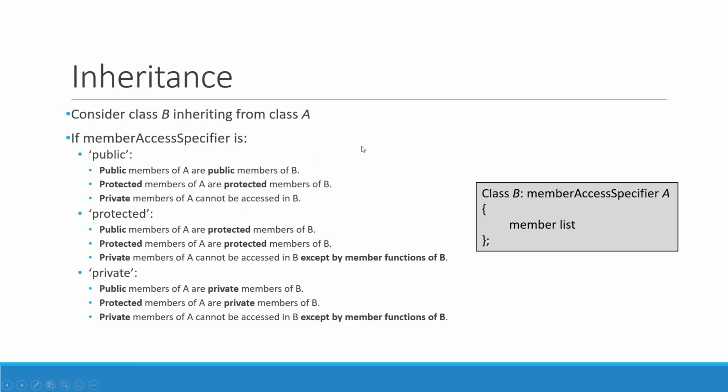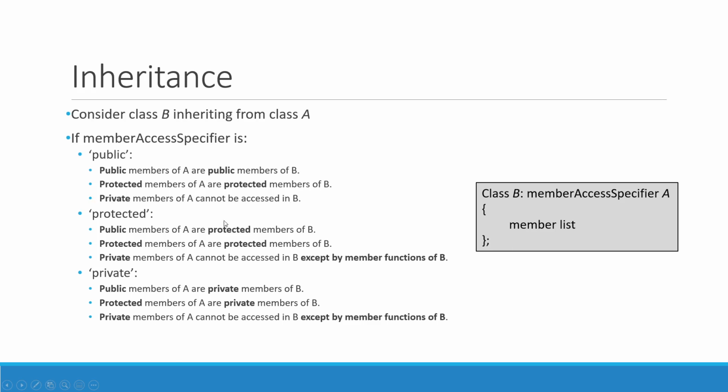Over here is a brief list that talks about why it's important that you choose a specific member access specifier, either public, protected, or private. If you set the member access specifier to public, public members of A, which is the base class, are public members of B, which is the derived class. Protected members of A are protected members of B, and private members of A cannot be accessed in B, okay?